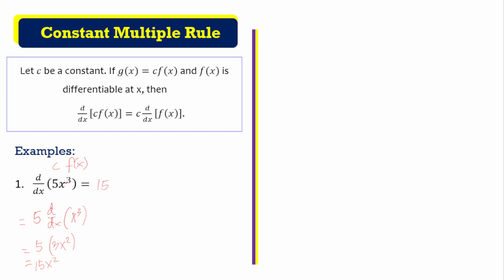Then subtract 1 from the exponent of the variable. So copy the variable first. The first thing we did is multiply this exponent 3 to the constant 5. So 3 times 5 becomes 15, right? Then copy the variable x, then subtract 1 from 3. Therefore we get 15x raised to 2, or squared. The answer is, the derivative of 5x cubed is 15x squared.